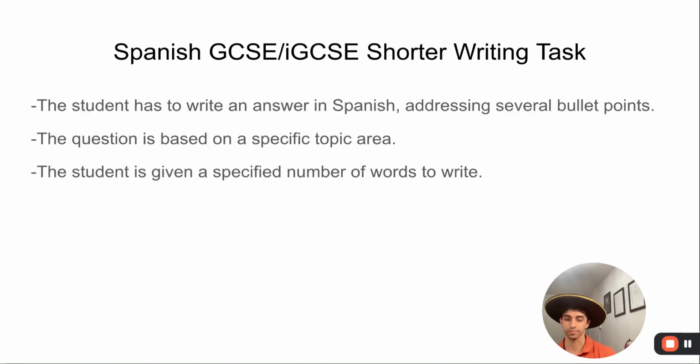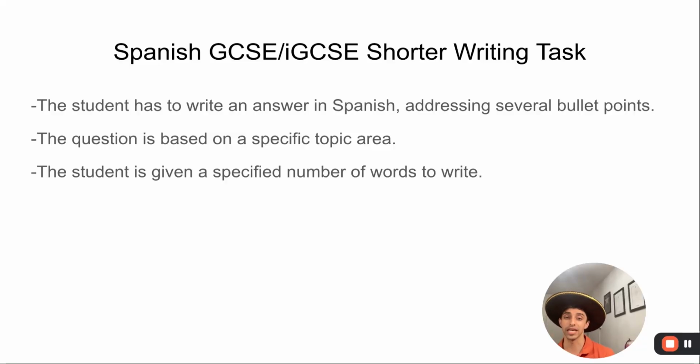As a student, you would also have a specified number of words to write for the writing task. Again, it depends a little bit from exam board to exam board. You can be given a range of possible word limits that are acceptable. You do not have to write exactly within that, but I would generally aim for 10% either way.